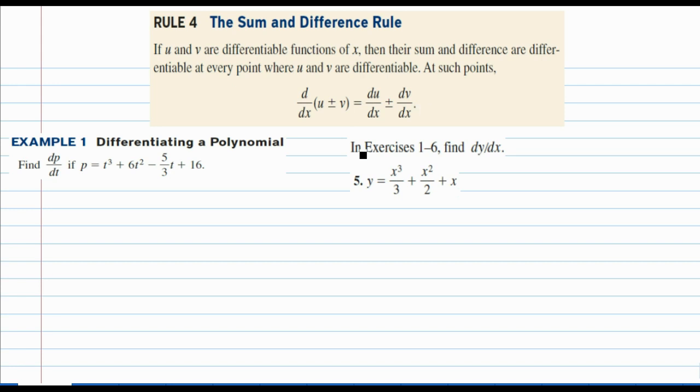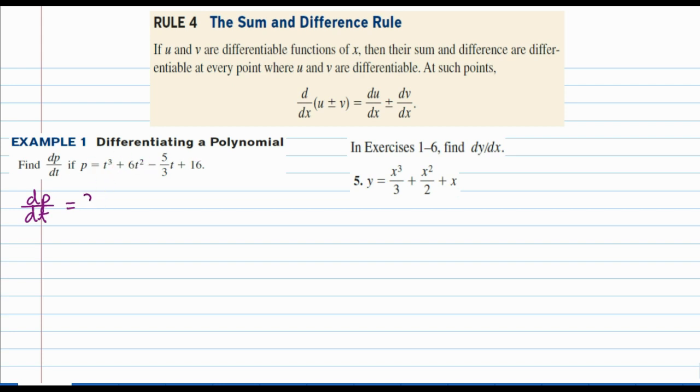Alright, so for example 1, differentiating a polynomial. Find dp dt if p equals. So dp dt. Now you could write p prime, but this specifically says find dp dt, so we need to write it as dp dt. I can use the power rule on t cubed, and then I can use it separately on 6t squared, and then 5/3 t, etc. because of the sum and difference rule. It lets me basically distribute the derivative over addition and subtraction.